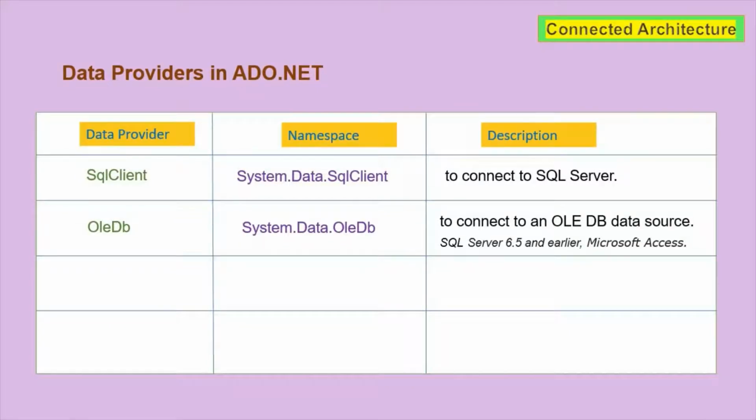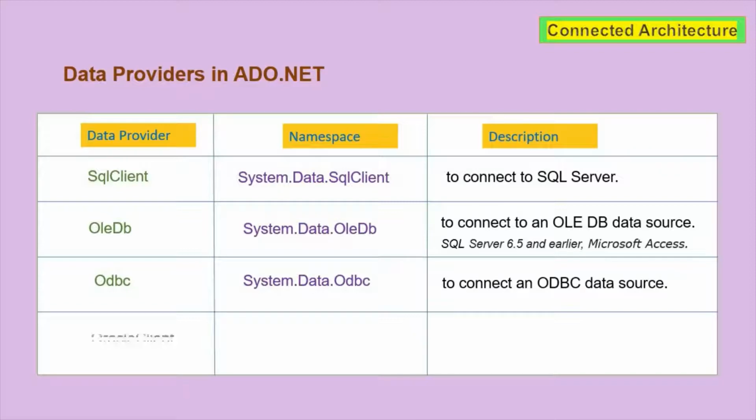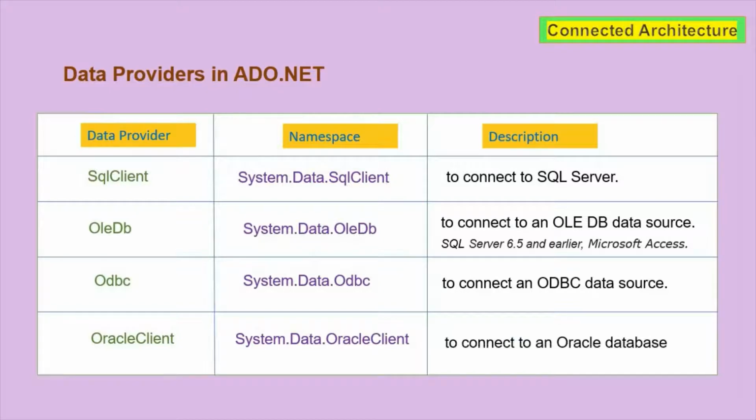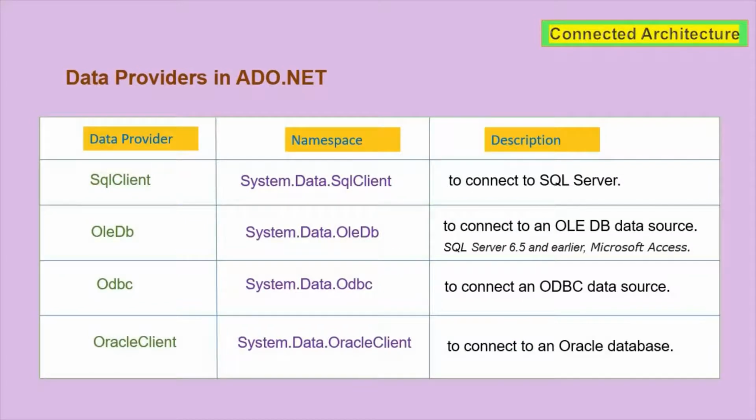Data provider ODBC. Namespace is system.data.odbc. This provider is used to connect to an ODBC data source. Data provider Oracle client. Namespace is system.data.oracleclient. This data provider is used to connect to an Oracle database.